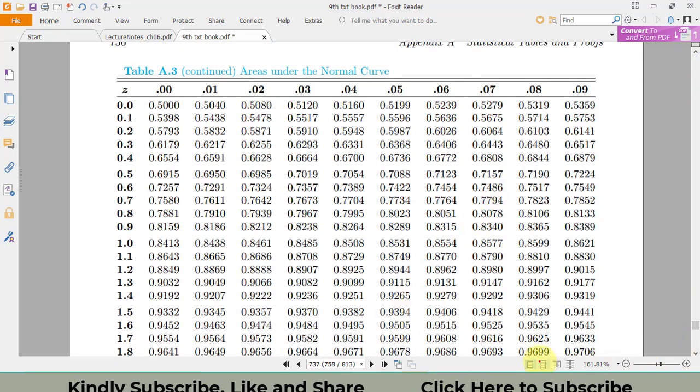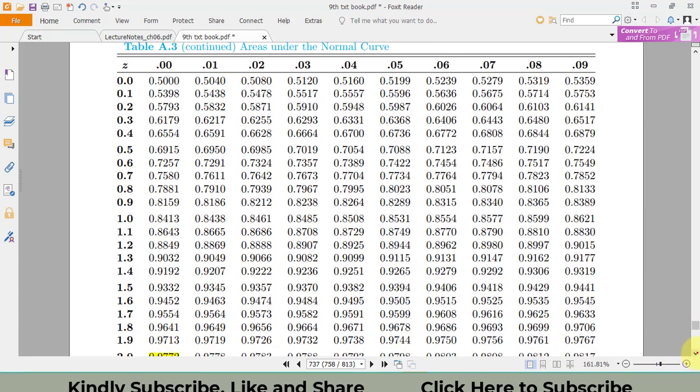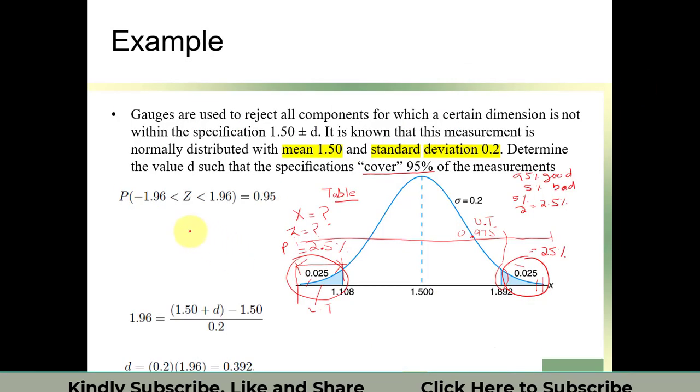In this table, this is 0.975, the highlighted value. Plus 1.9 is on the vertical scale, 0.06 is on the horizontal scale. So we got 1.96 on the upper tail and minus 1.96 on the lower tail. I hope now it's clear to you why our z value lies between positive 1.96 and minus 1.96, and associated with these two z values our probability is 0.95 or 95%. So this value covers 95%.